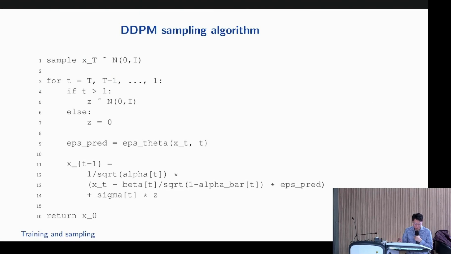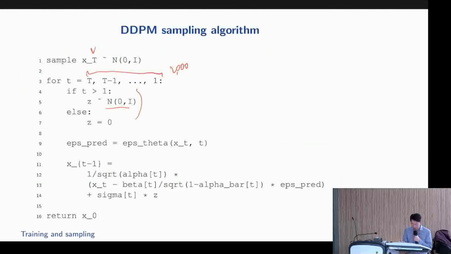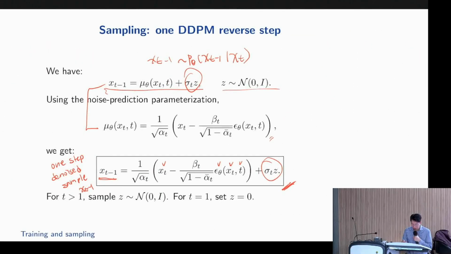Okay, so this is the algorithm slide. This is how you sample. First, you sample pure noise. Then, for a couple thousand iterations, 2,000 iterations, I'll explain this part later, we sample the Z here. That's just a standard normal sample. And we invoke the model with our xt and t. This is going to be the predicted noise. And the one-step denoised image is going to be generated using this formula.